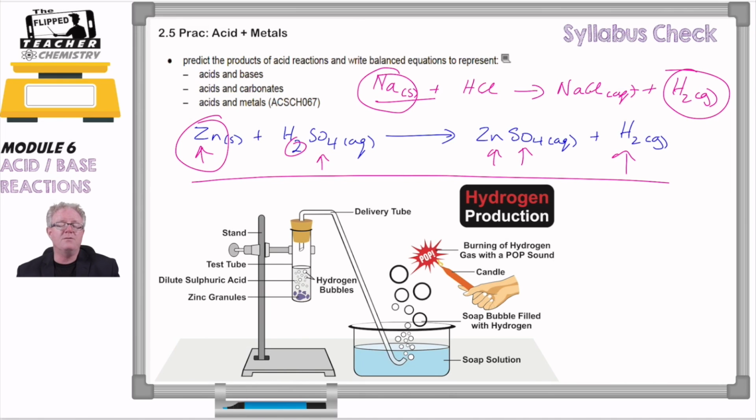Okay, so that's it for metal acid reactions, and we talked about differences in reaction rate, just a bit of a reminder, but we practiced what the syllabus dot point says here, which is predicting the products and writing balanced equations. Okay, see you in the next video.